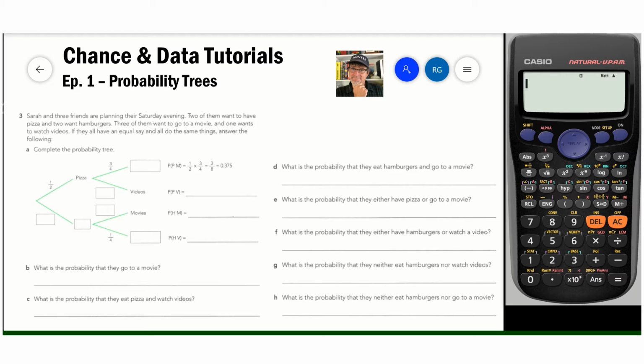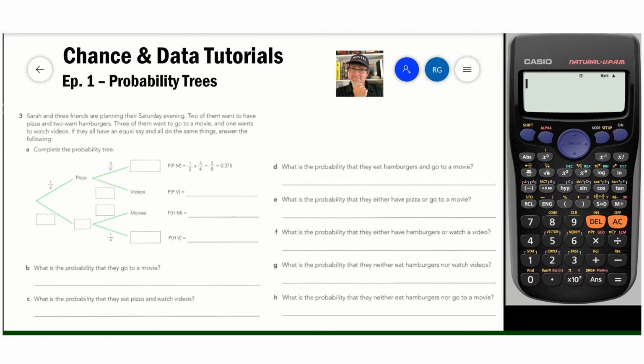Sarah and three friends are planning their Saturday evening. 2 of them want to have pizza and 2 want hamburgers. 3 of them want to go to a movie and 1 wants to watch videos. If they all have an equal say and all do the same things, answer the following. So, for part A, they say complete the probability tree.